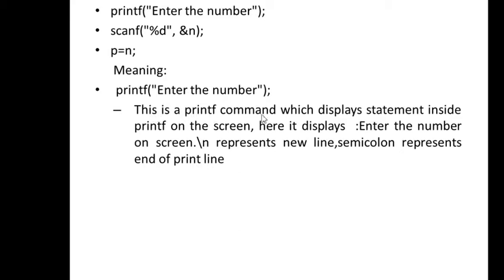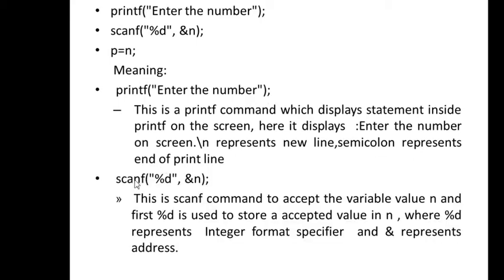This is a printf command. This is a printf command which displays the statement inside the printf on the screen. I mean, this statement, enter the number, it displays it on the screen. Here it displays enter the number on the screen. Slash n represents the new line. Semicolon represents the end of the printf line.